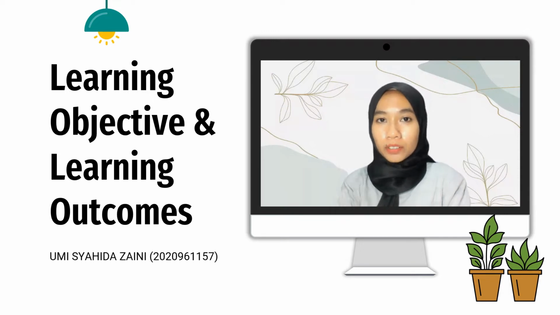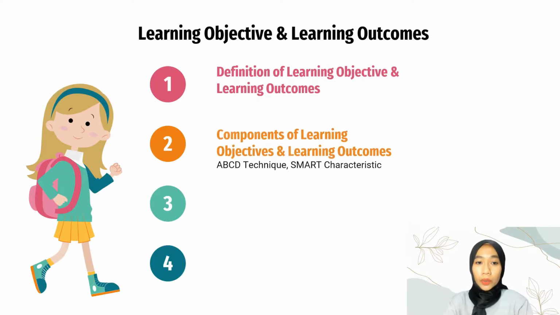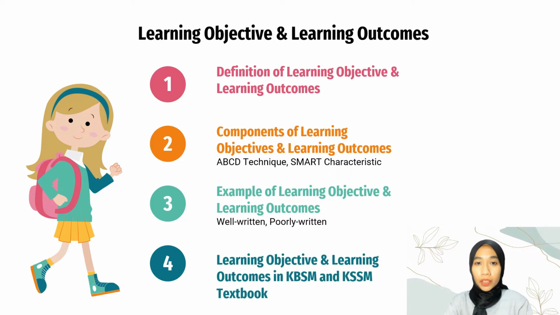Textbook Form 4. Okay, now I will classify the presentation into 4 contents. First, the definitions of learning objective and learning outcomes. Second is the components of the learning objective and learning outcomes. There are 2 components, which are the ABCD technique and SMART characteristics. Third is the example of learning objective and learning outcomes. It is divided into 2, which are well-written and poorly-written. Last but not least, I will critique overall learning objective and learning outcomes from KBSM and KSSM textbooks.